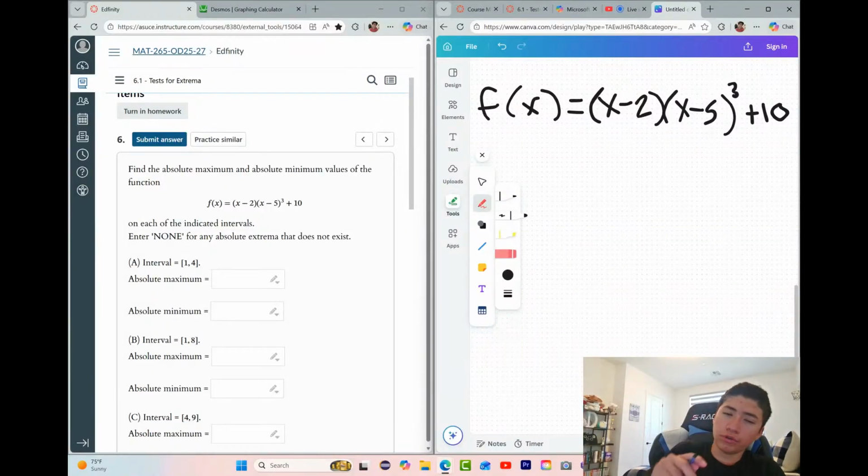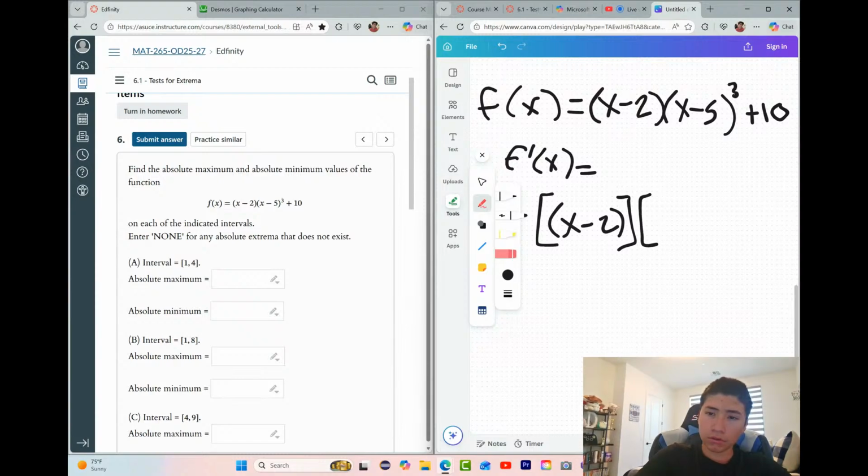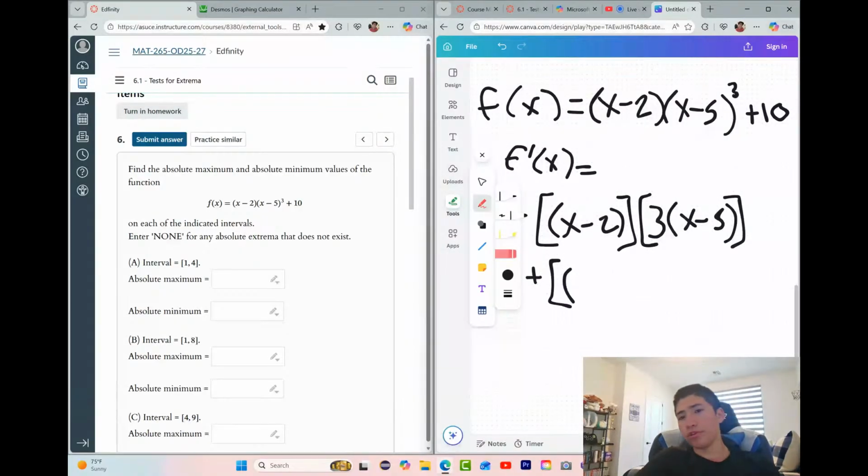Okay, so what do we do? First, I think we should find the critical points. Cool. Okay, so let's do the product rule. So first, this times 1, right? Yeah, 1. So plus, and the derivative of x minus 2 is 1, so it doesn't matter.